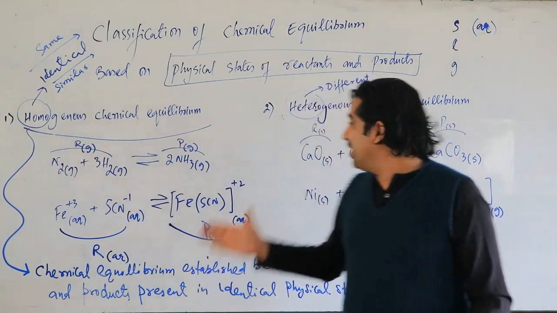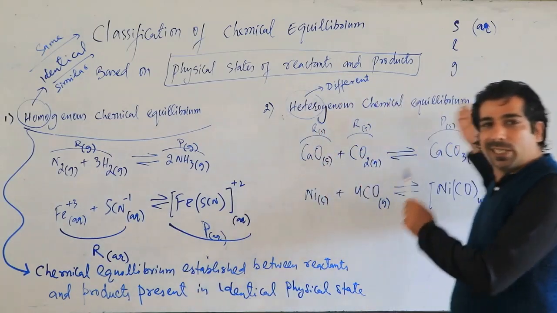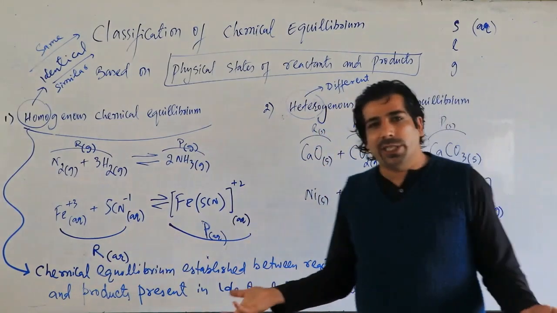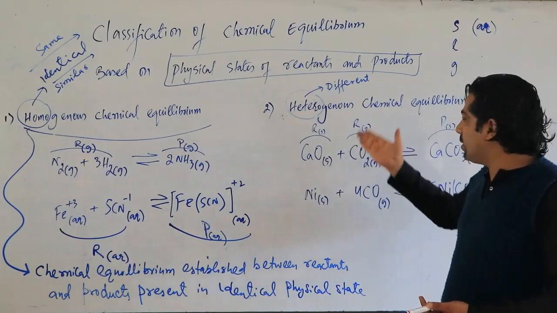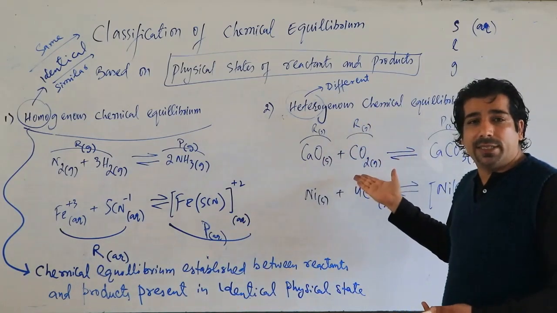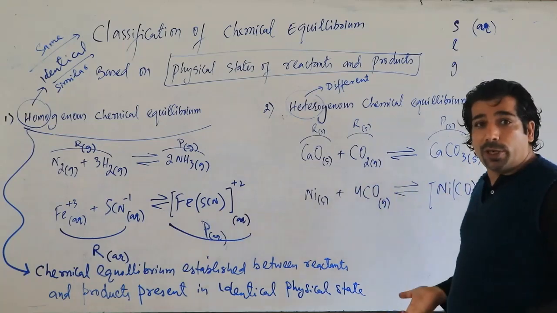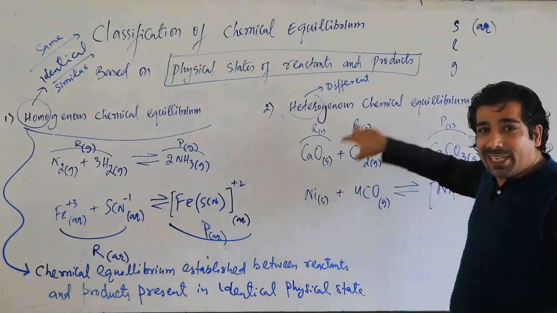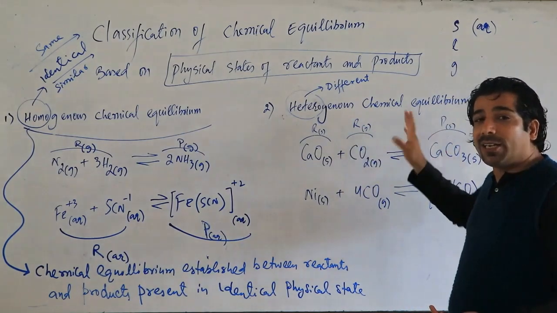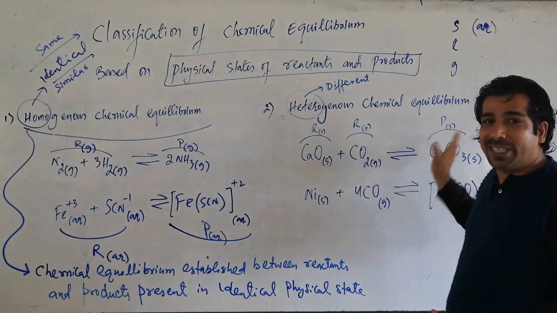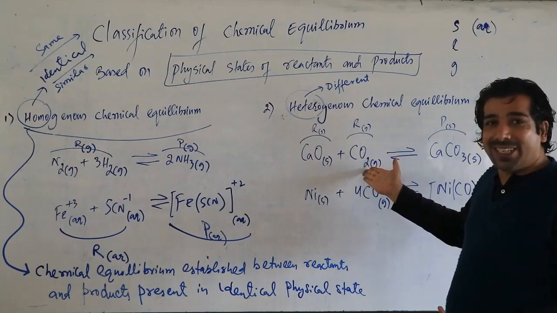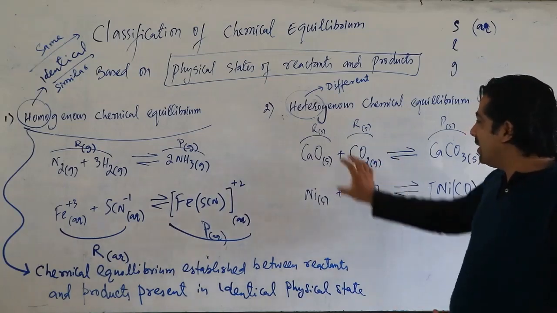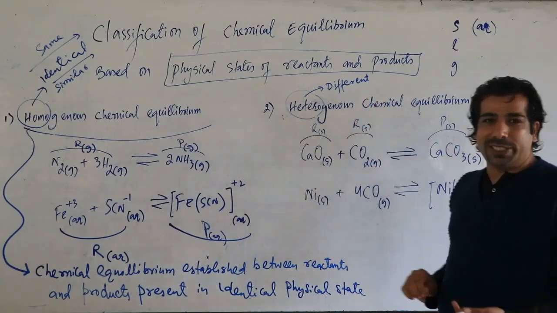Correct? See, if these are solids and this is also a solid, then it's a homogeneous chemical equilibrium. But you can see here one reactant is solid, one reactant is gas, and product is what? Solid only. That means the reactants and products are not present in the same state, because some of the reactants are present in gaseous state also. So this kind of equilibrium will be heterogeneous chemical equilibrium.